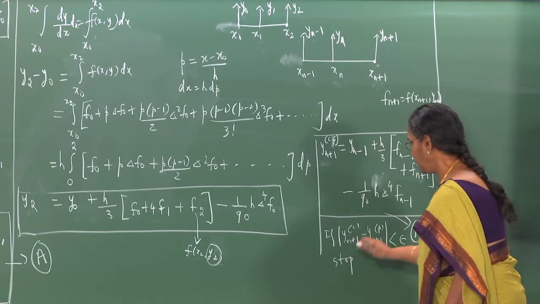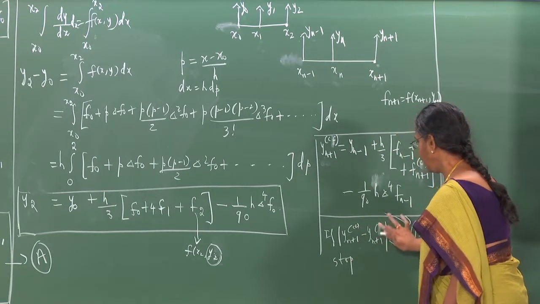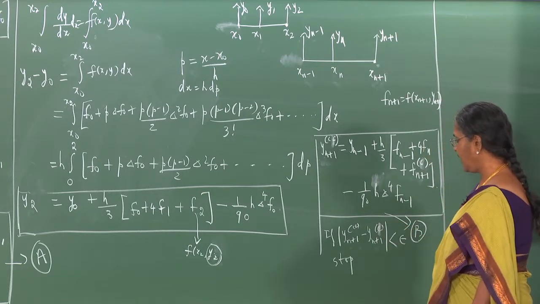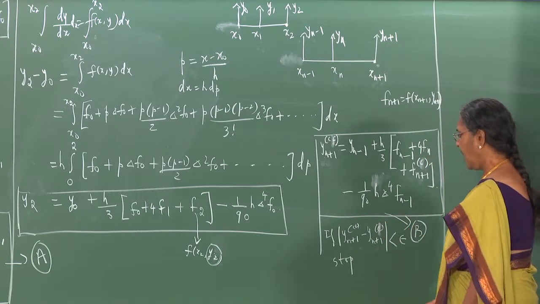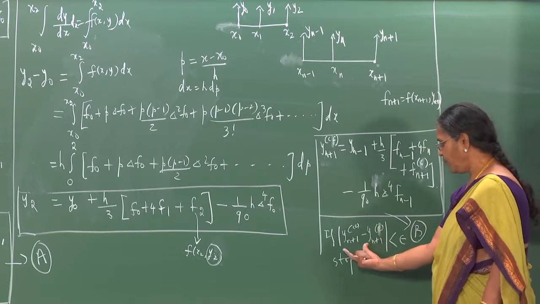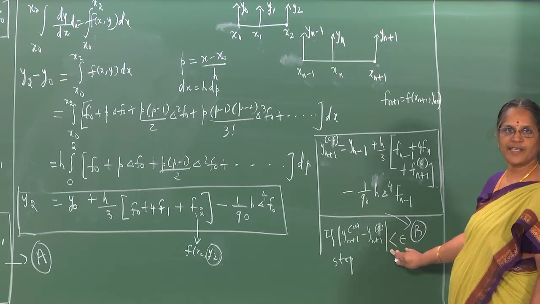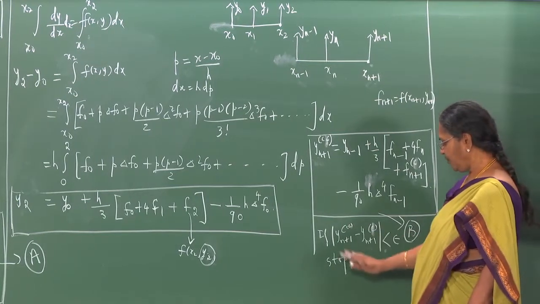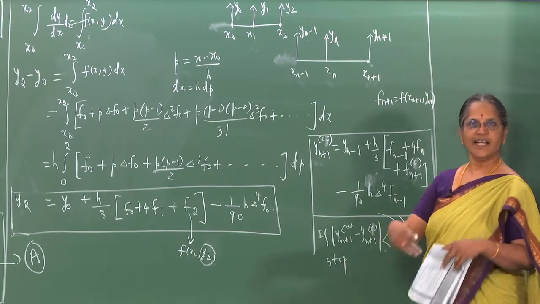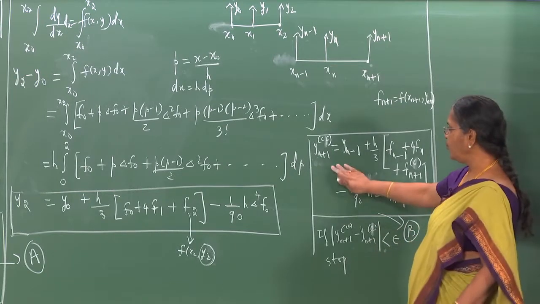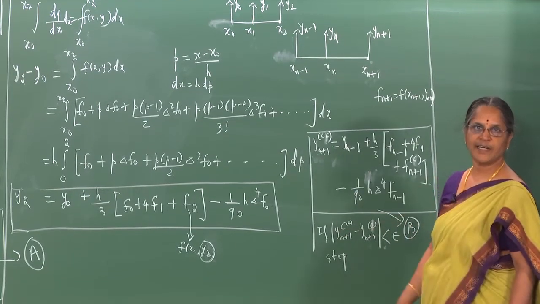And once again I check if the second corrected value minus the first corrected value are such that the absolute value of the difference between them is less than the desired accuracy. If so, we stop. If not, we recorrect this again using this multi-step method.